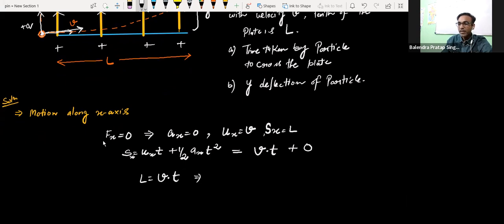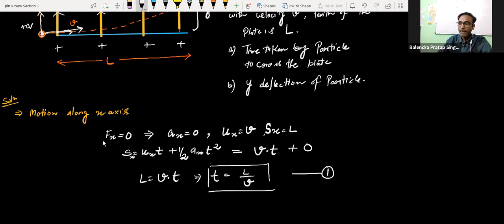From here you can find the time taken by the particle to complete its trajectory, that is, to leave this plate. That is t is equal to capital L divided by v. That is the first part of this problem: the time taken by the particle to cross the plate, t equals L by v. I am numbering this equation 1.